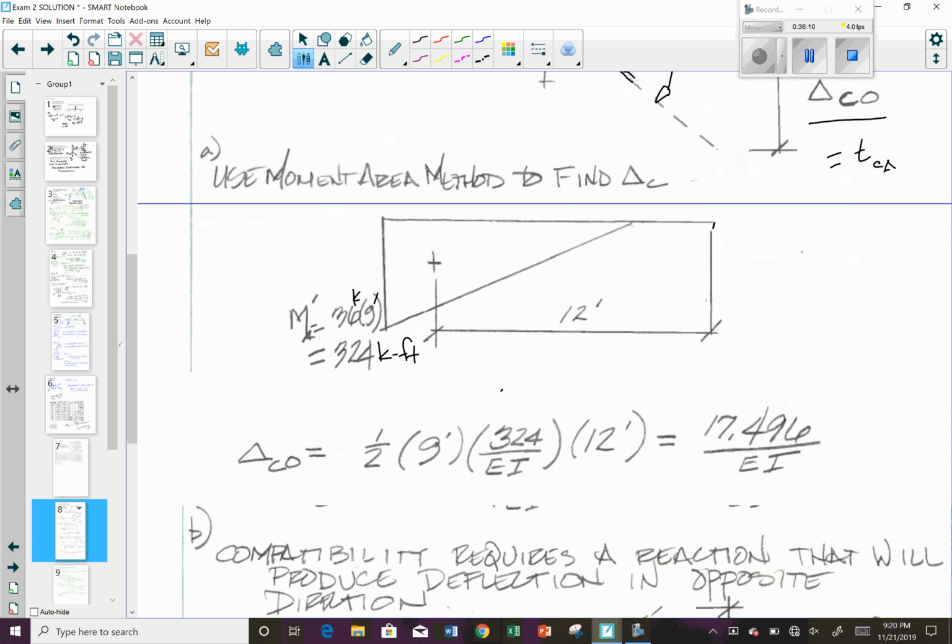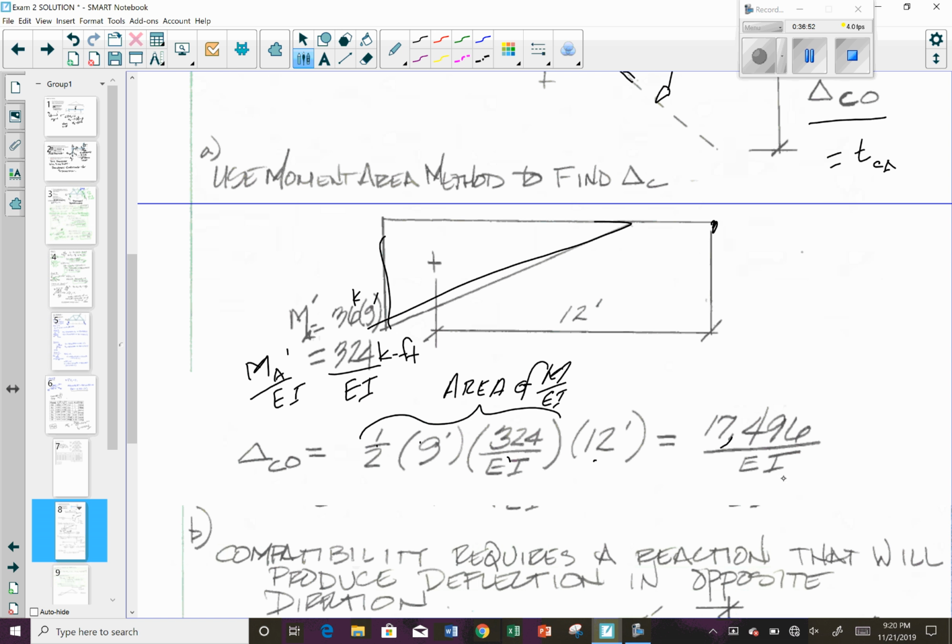And then taking the moment of the M over EI diagram, if I put this over EI, MA prime over EI, I'm going to have 1/2. So I take the area of this. This is just your moment area. 1/2 base times height. So that's this part. This is the area of your M over EI. And this is your moment arm from point C, 12 feet. So you have 17,496 over EI for your deflection.